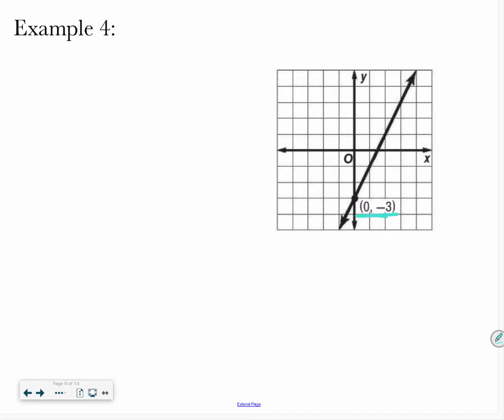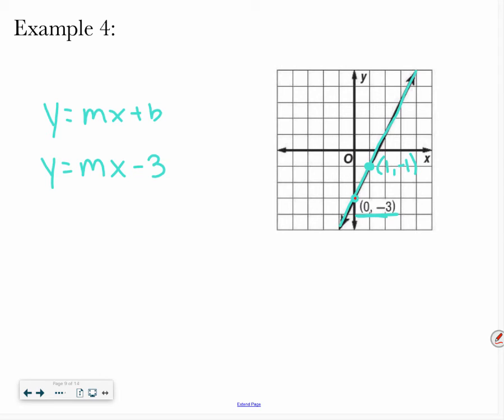So I want to look for wherever my graph crosses the grid marks. If I look, it looks like right here is another place. So that would be 1, -1. Okay, and I can say y equals mx plus b, and I know y equals, I don't know what my m is yet, but I know my y-intercept is at -3, so I can do y equals mx minus 3. Then I just have to figure out what is my slope.